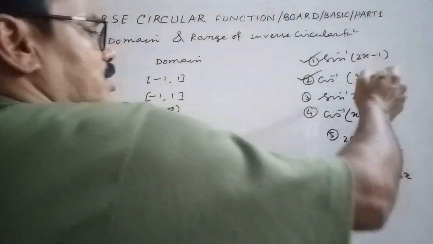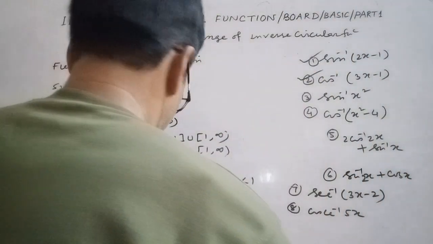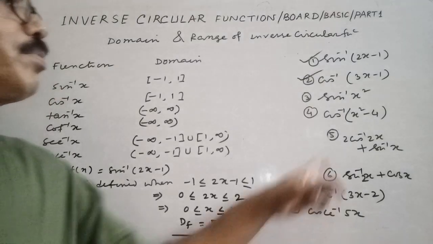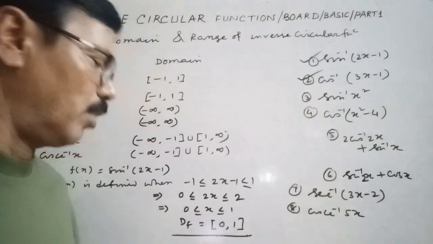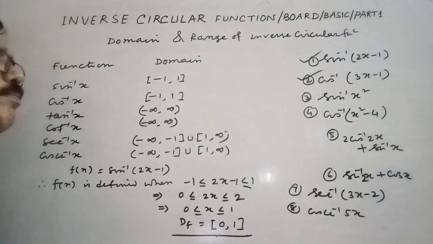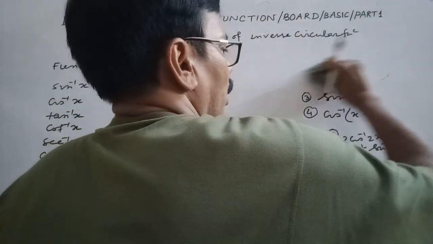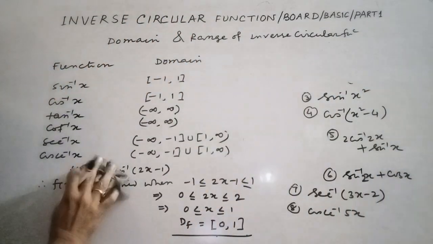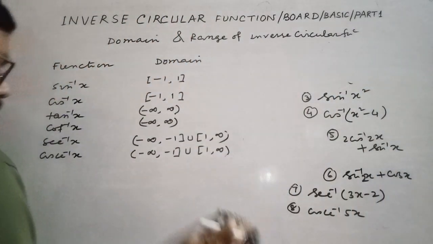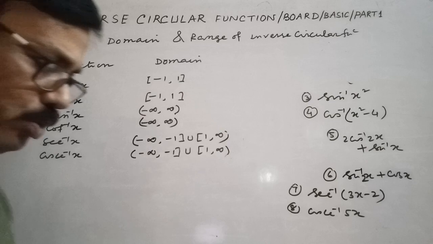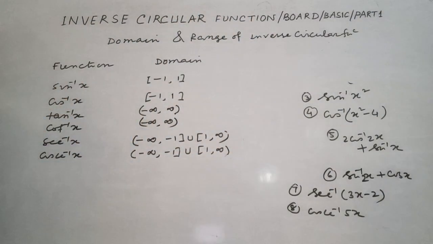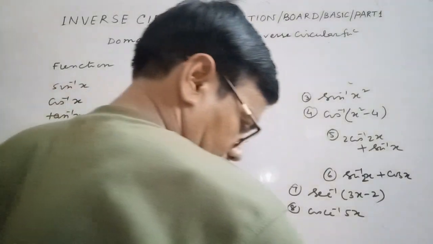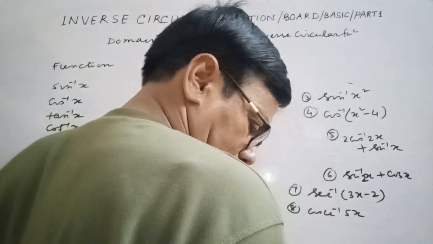Now cos inverse of 3x minus 1. It is the same type: the argument lies between minus 1 and plus 1, then find the value of x. This is very simple. Next, problems number 3 and 4 are of the same type. Sine inverse x square.